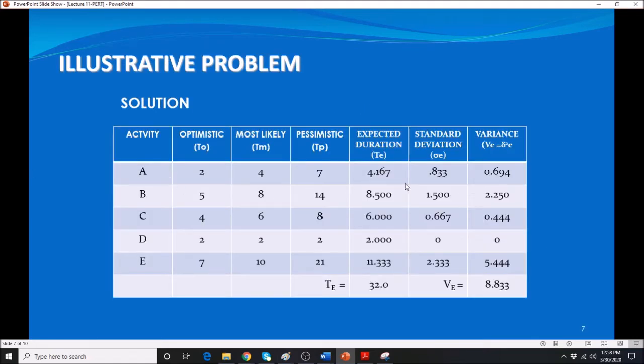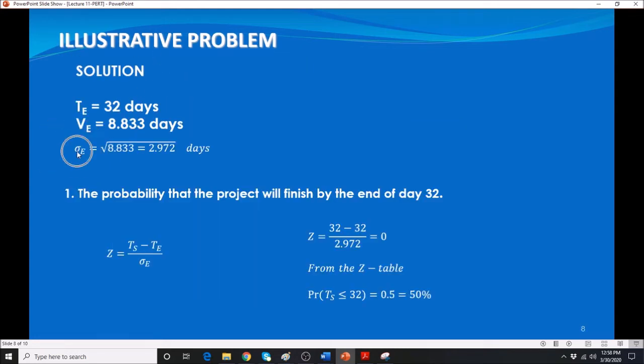So to complete the table, you just need to plug in those values that we calculated and add up. For your capital T, it's just a sum of all of these. And of course, the capital V is the sum of all of these. We will then calculate the sigma capital E, which is the square root of this value. So this is the formula. We take all of these calculations from the previous table and plug them into our equation, where sigma E is equal to the square root of this, which is equal to 2.972 days.